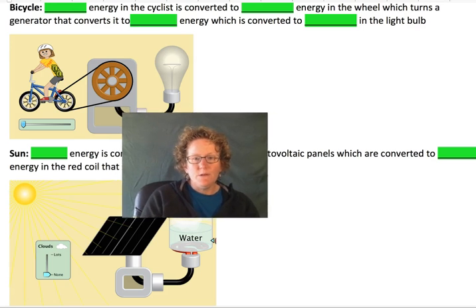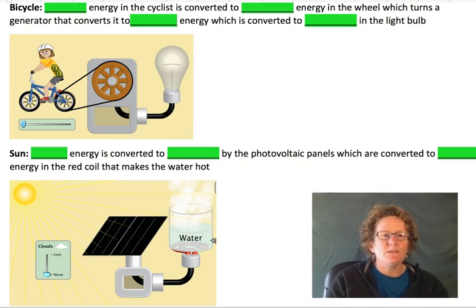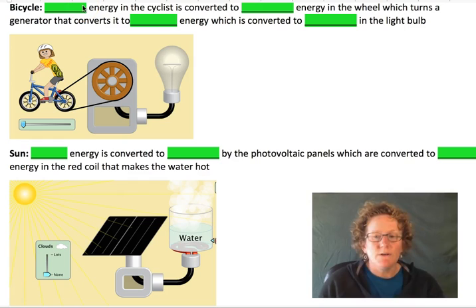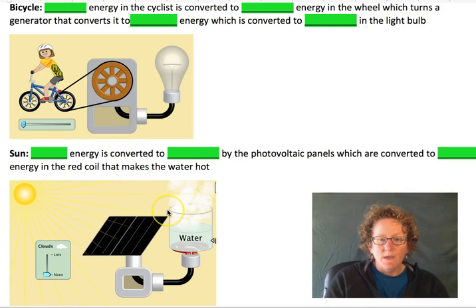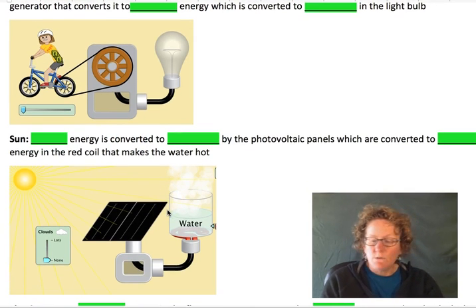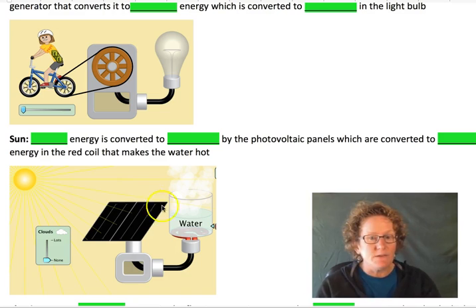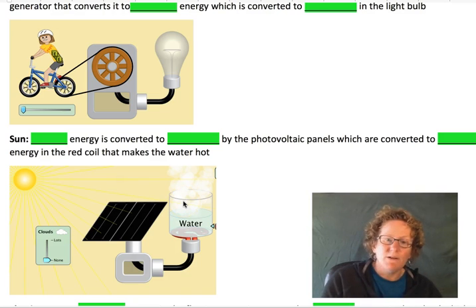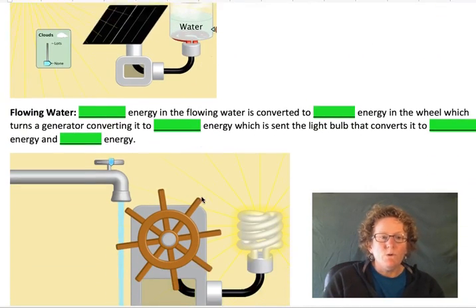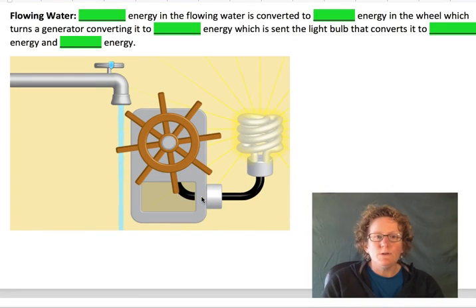So now it's up to you to fill in these green boxes for what happened when the chemical energy in the bicyclist was converted to other forms of energy. We just talked about solar energy. That's when light energy is converted to something else, and that something else is converted to even a different form of energy. There's one more situation we're going to look at.